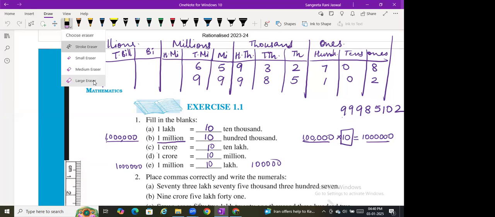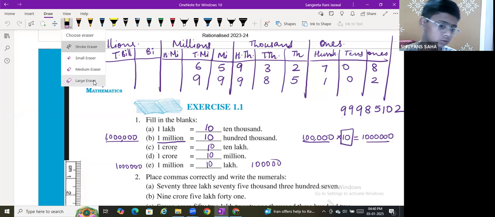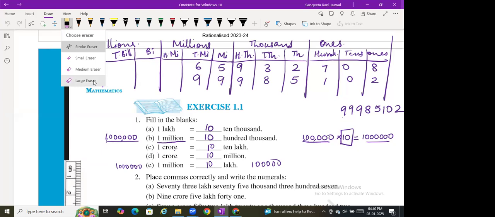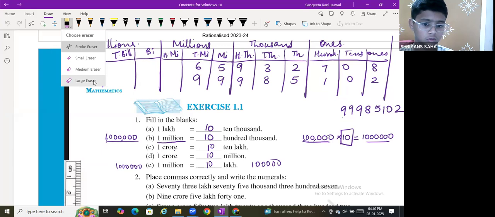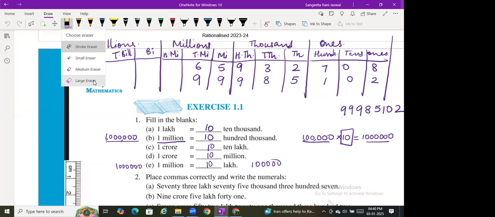1 million, how many hundred thousands will make 1 million? 10. So you're just looking and telling me? Okay, so we are just revising it. Then I'll give you some different numbers also, apart from this.